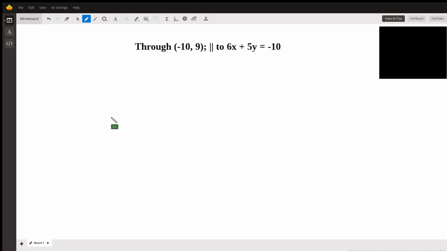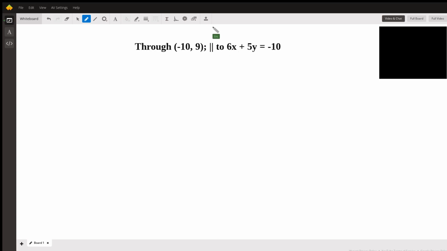Now, in order to write the equation of a line, we need a point and a slope, so that we can use the point-slope formula. And here we're given a point, but we don't have a slope. However, remember that we can find the slope of the line by first rewriting this equation in slope-intercept form.